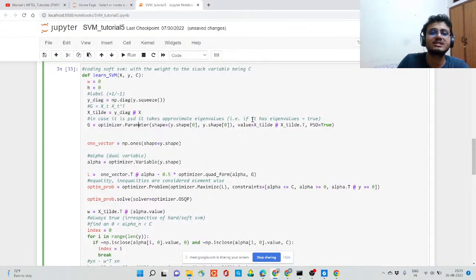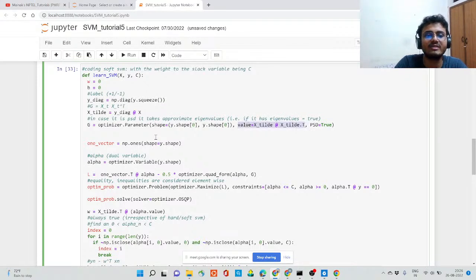Now you see this cvxpy, this is a library that you can use for a convex optimization problem. So what I am doing is I am setting a parameter here. The G parameter I am setting the value to be the constant value of x tilde that I had defined, right? And I have set PSD equal to True, because if it is positive semi-definite, 0 eigenvalues are allowed. If you set it to False, this will give you some errors, so you need to set it to True to allow 0 eigenvalues. So this is what the value is.